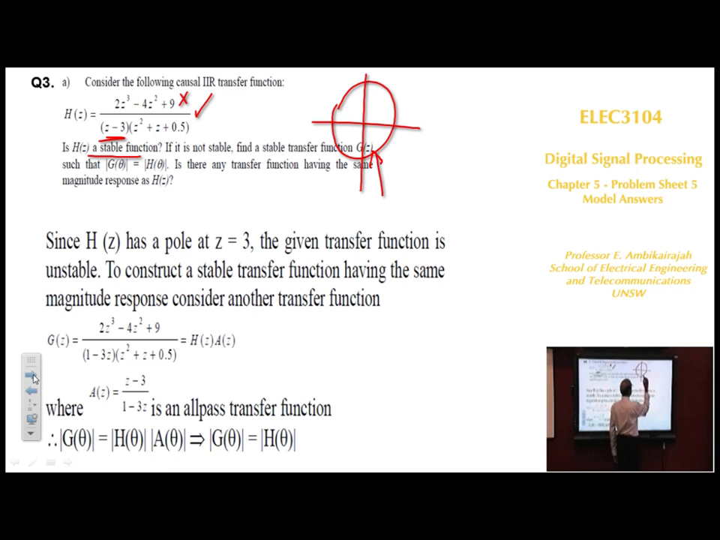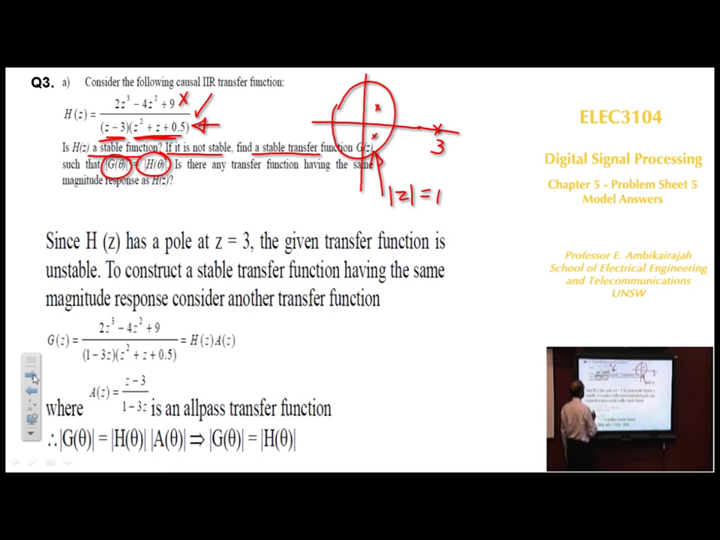So this is modulus set equal to 1. So set equal to 3 is here. So you have a pole at 3. So the system is unstable immediately. And this one, if you simplify them, the poles are going to be complex, but they will be inside, if you use the quadratic formula and find the poles for that, right? So it's not stable, we know it's outside. Find a stable transfer function G(z) such that the magnitudes of G and H are the same. So we must find another transfer function which makes the system stable, but the magnitude responses are the same.